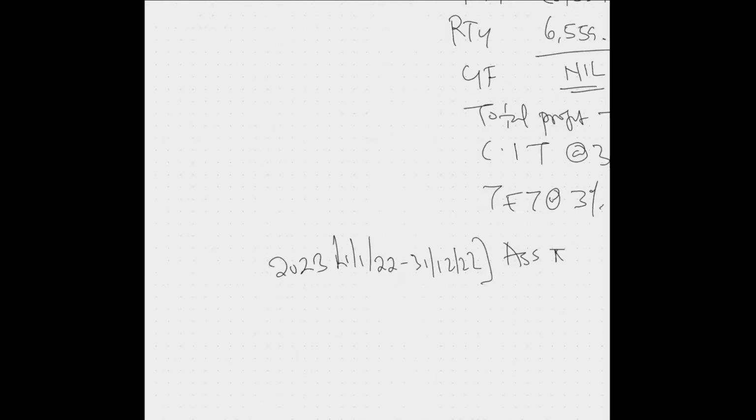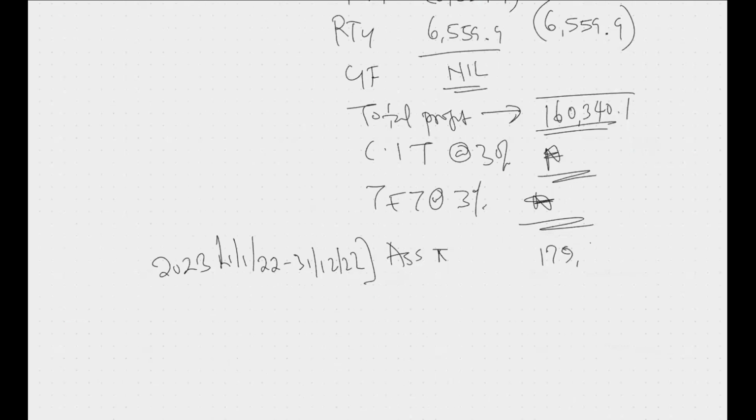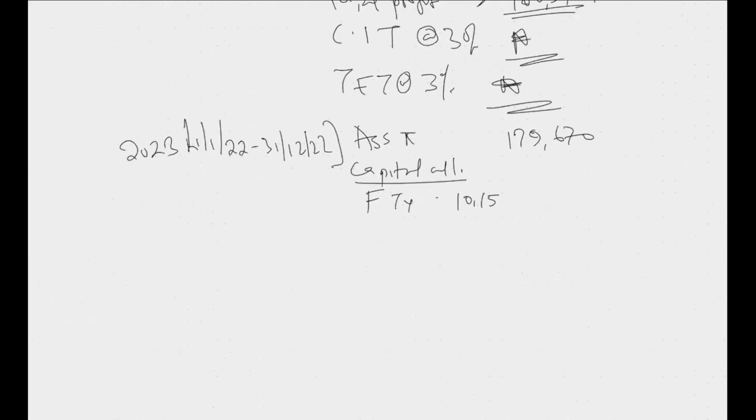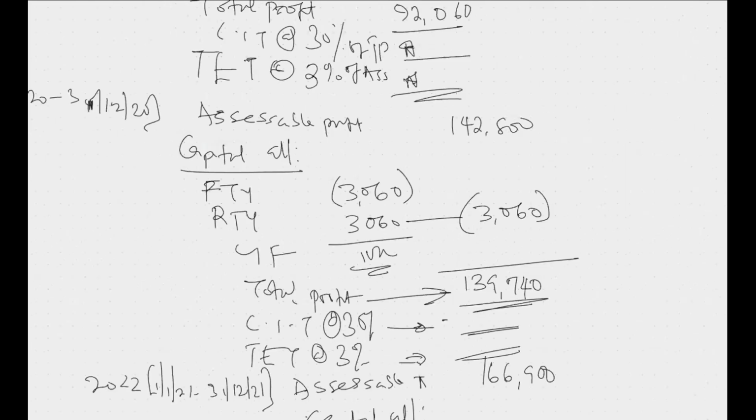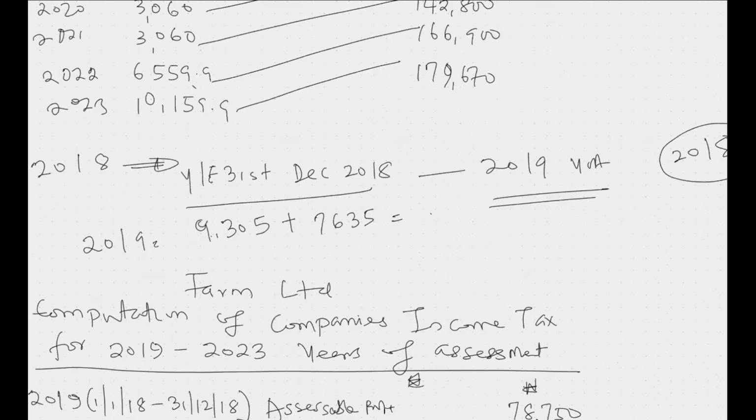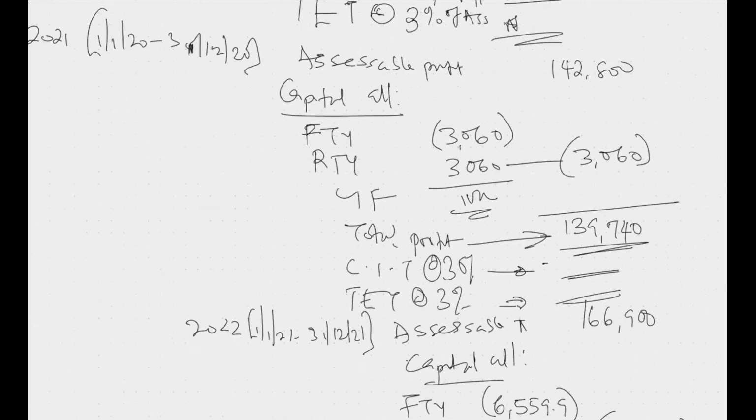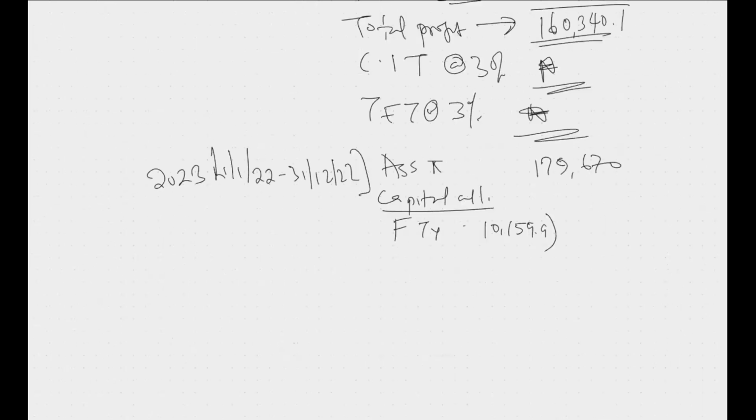Capital allowance for the year, 10,159. I don't believe you. 10,159 for the year. Carry forward.